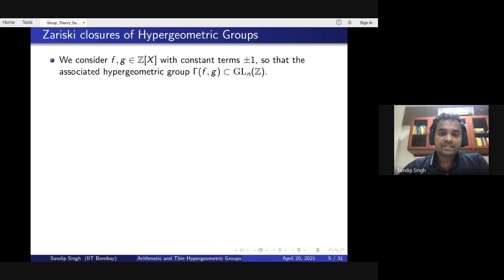So we now consider F and G integer coefficient polynomials with constant term plus or minus 1, so that the associated hypergeometric group Gamma_{F,G} is actually a subgroup of GL_n(Z).